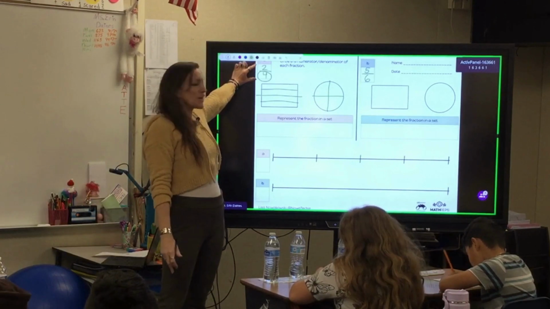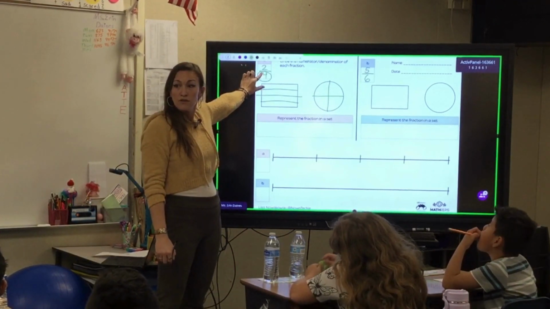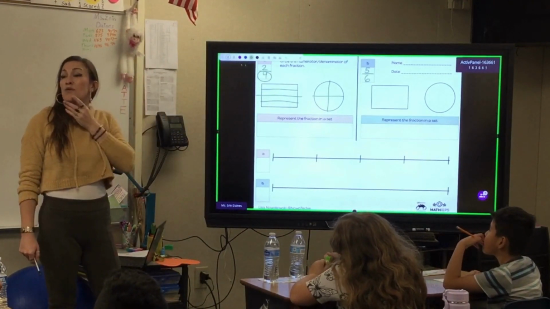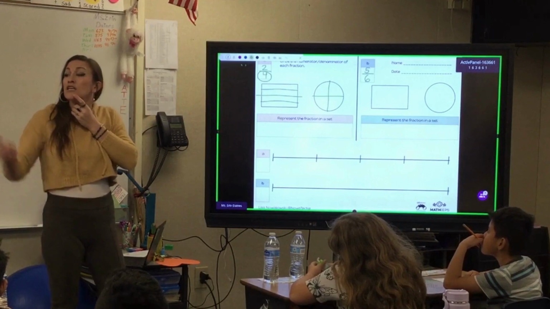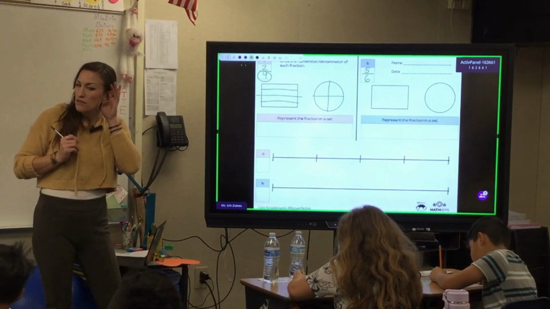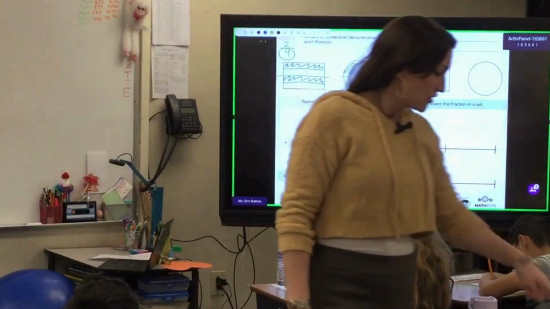Come back up here to the fraction. What's the fraction we're making? Have we made fourths? Have we done the numerator yet? So I want you to right now shade in the numerator. How many are you shading? 2. In a set, correct? Let's see here. Good job.